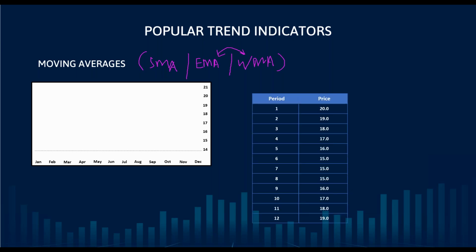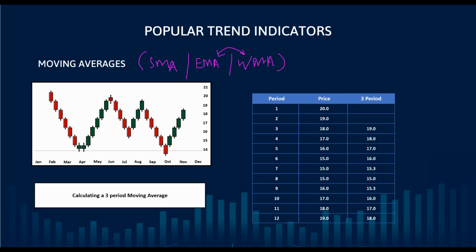So let's say we have our chart over here. We have the 12 periods, and then the prices are given over there. So let's say now we want to calculate a 3-period moving average. For simplicity's sake, we're looking at the SMA 3. It's a bit tricky to write with the mouse. So how the SMA 3 works is that it takes the closing price of the first candle. The closing price is at 20.